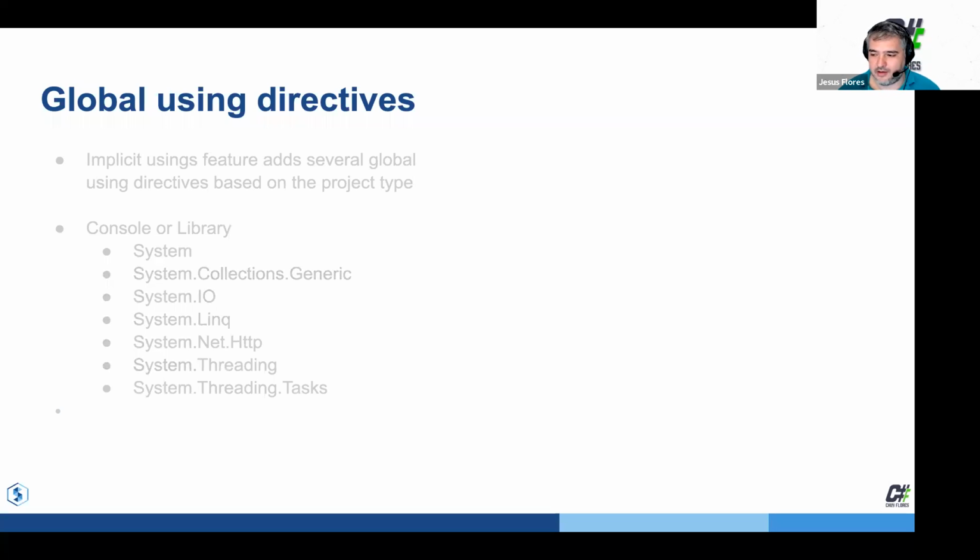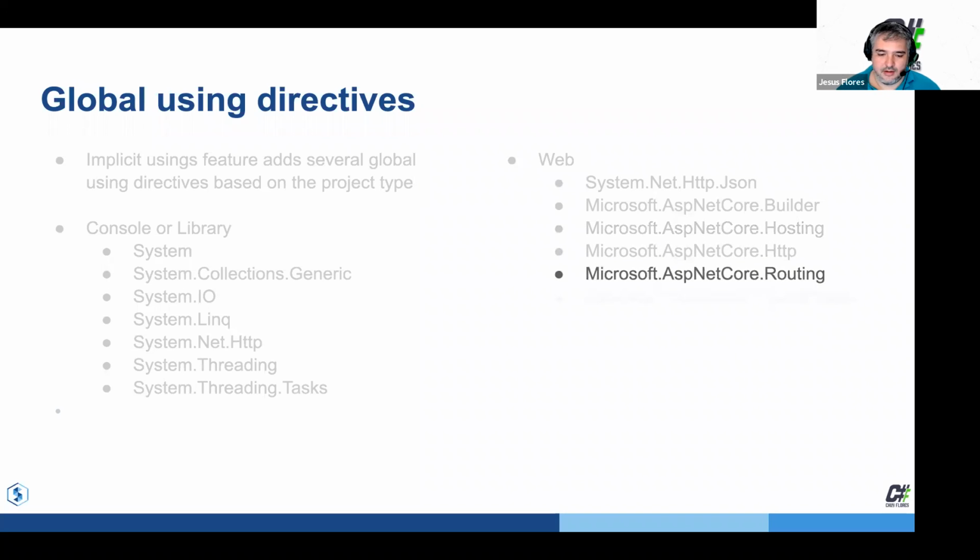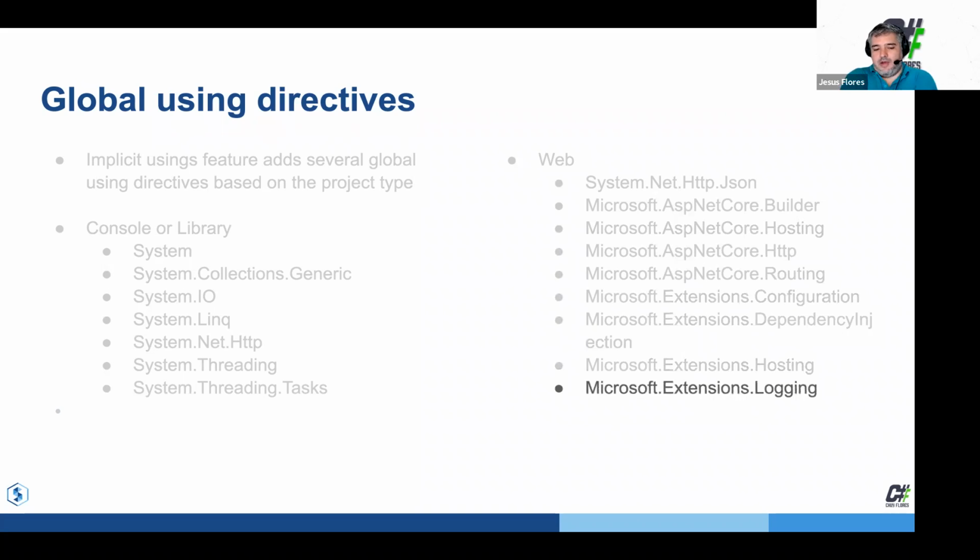And when you create a web project, web or web API, you have System.Net.Http.Json, Microsoft.AspNetCore.Builder, Hosting, Http, Routing, Microsoft.Extensions.Configuration, DependencyInjection, Hosting, and Logging as implicit usings. So your source files will be cleaner, because all of the frequently used namespaces will be referenced in just one file, and you will avoid having a copy in each of your source files. We can see an example when we talk about the template.